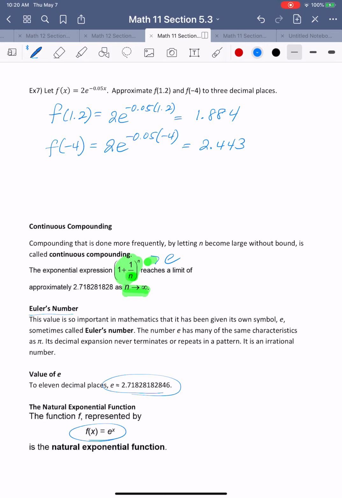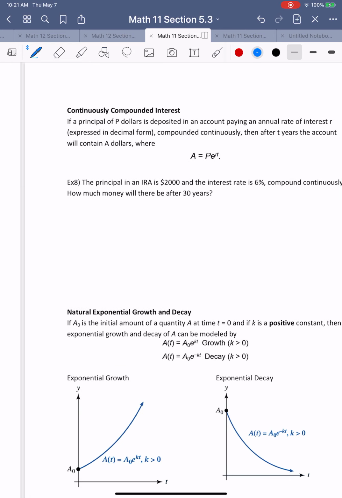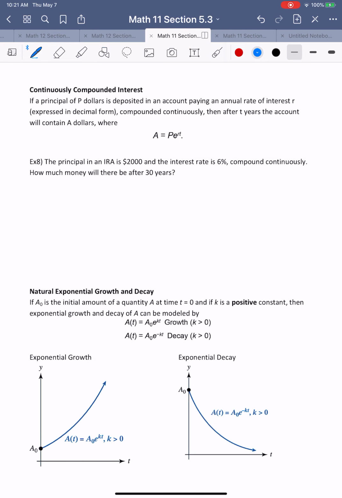So if you do the continuously compounded interest formula, okay, let's look it up. Continuously compounded interest: if a principal P is deposited in an account paying an annual rate of interest R, expressed in decimals, of course, and compounded continuously, then after T years the account will contain A dollars, where this is the formula for continuously compounded interest. So let's think about number 8.